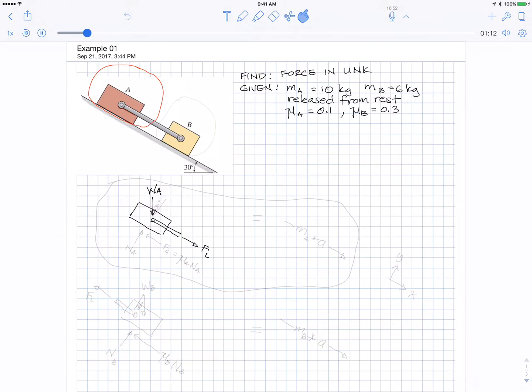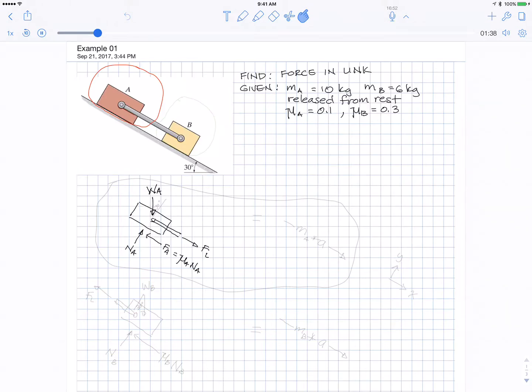And I've cut through between the block and the ground, and so there's the normal at A and the friction at A. And it says that it's moving, so that must be mu A normal A. And we're using the kinetic mu.